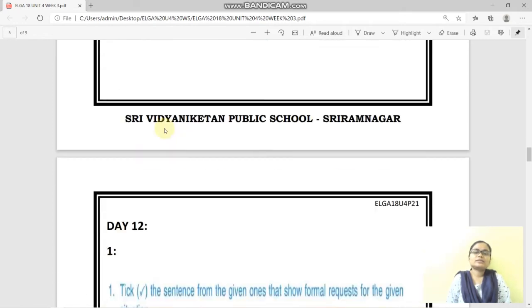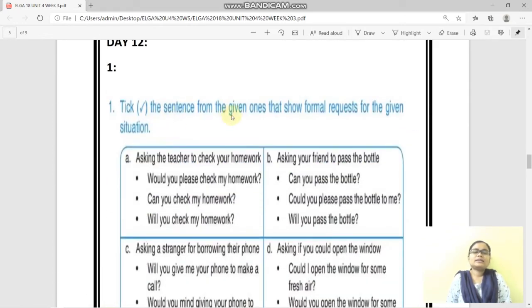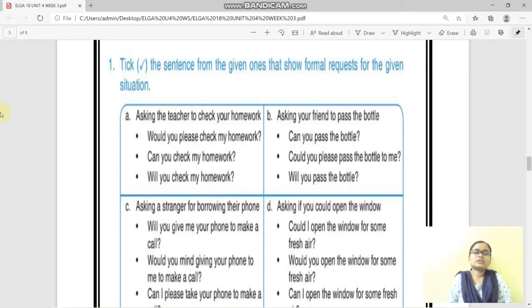Now let's move towards day 12. Tick the sentence from the given ones that shows a formal request for the given situation. Here the situation is given over here, children, and three sentences are given. Which sentence shows a formal request? For that you are supposed to tick, children.